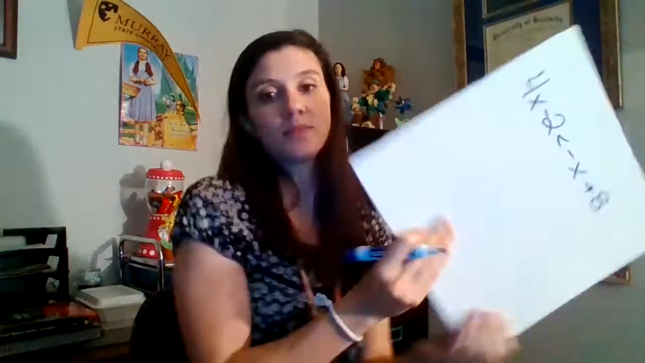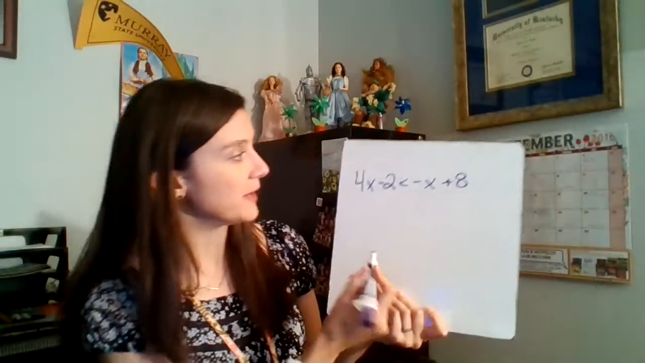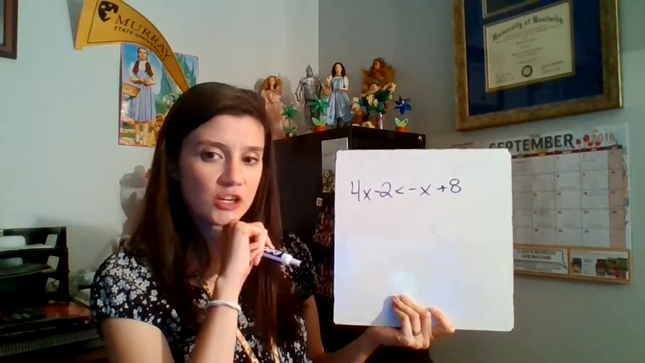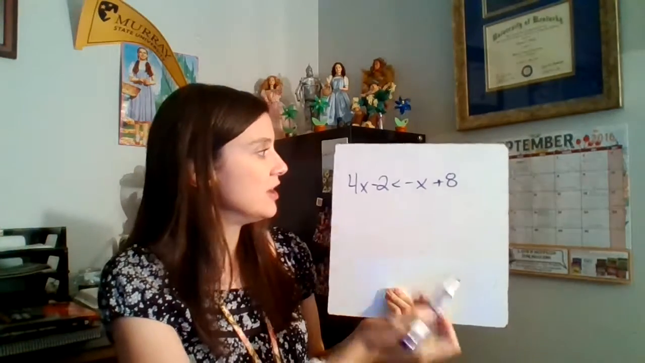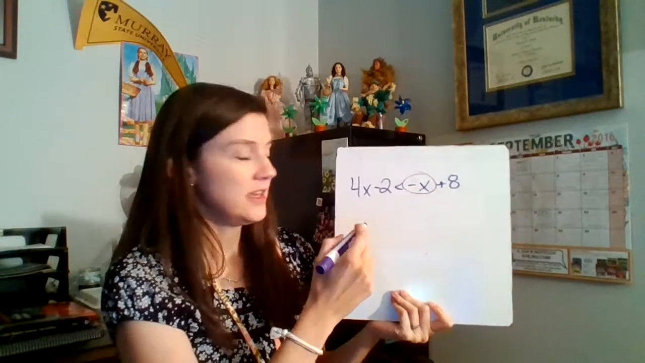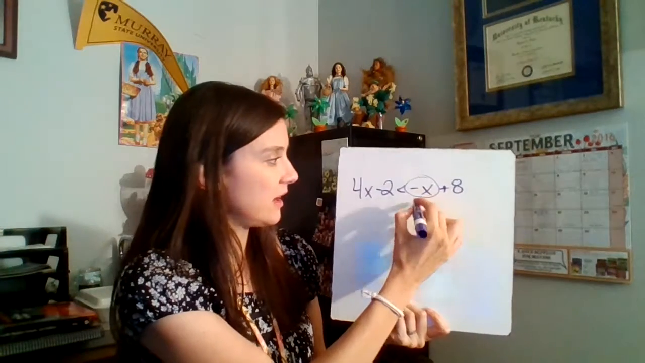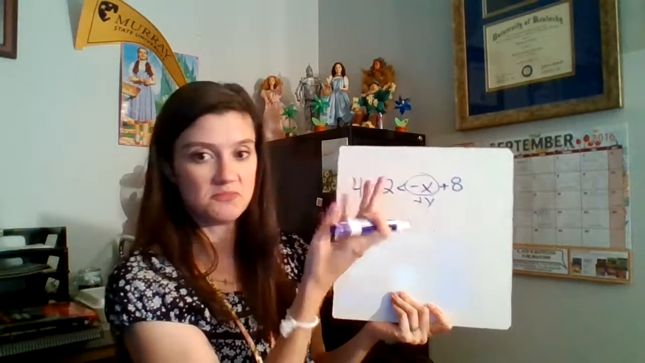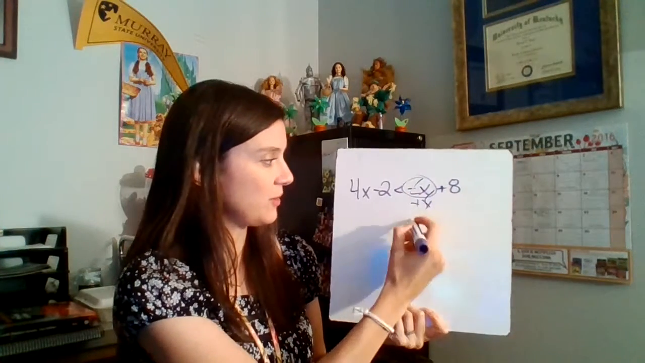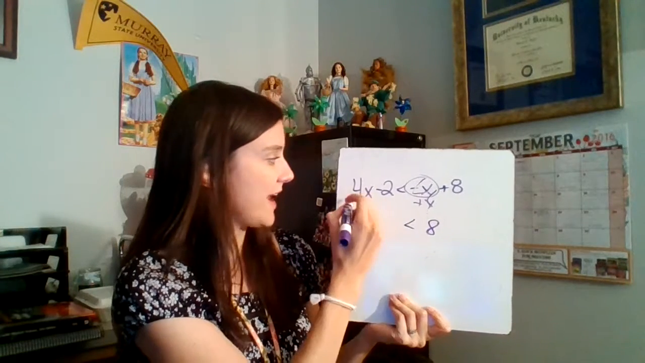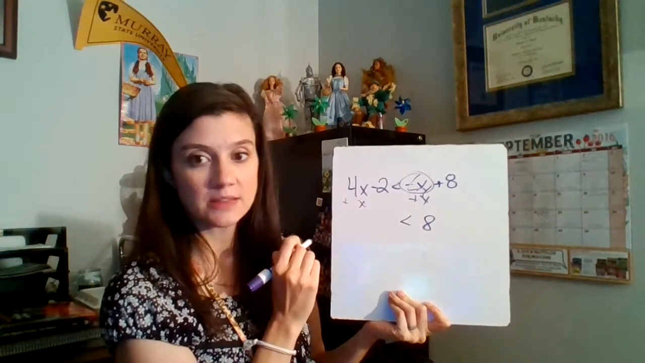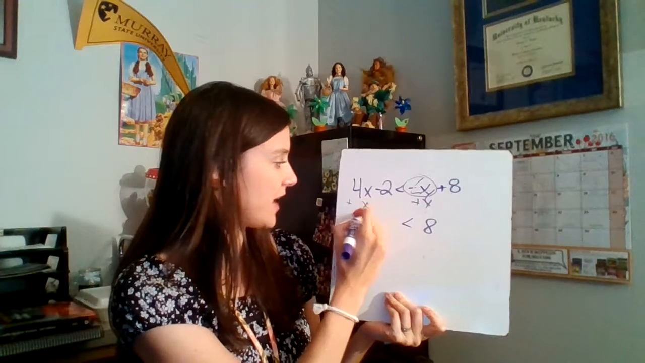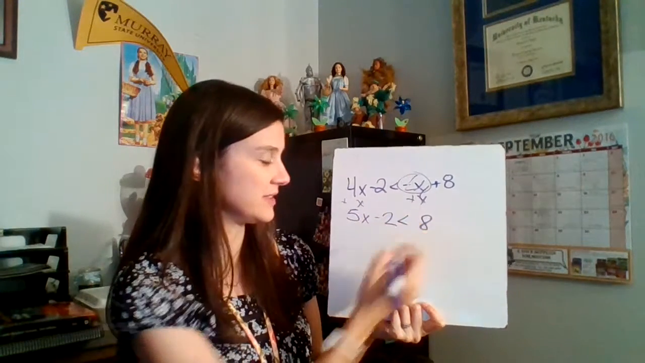Let's just say 4x minus 2 is less than negative x plus 8. This one might look familiar later, but combine your like terms. Try to get the x's on the same side. So here I've got a minus x. If I move that by adding, I'll get this. Negative x plus x, 0, cancels out. So all we have left over here is 8. If I add the x over here, 4x plus x is 5x. 5x minus 2 is less than 8.